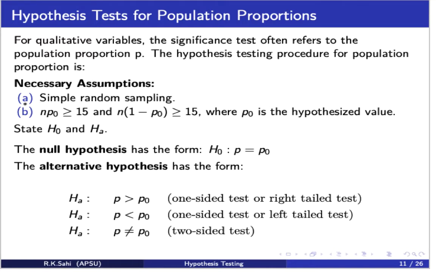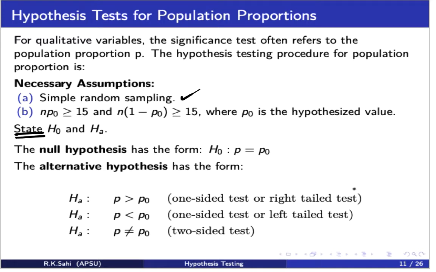Now, first of all, it has to be a simple random sampling, and then the number of sample data points times the hypothesized value is greater than or equal to 15, as well as n times 1 minus the hypothesized value is greater than or equal to 50. Then we state the null and the alternative hypothesis. Remember, null is very simple. It is p equals something, whereas the alternative hypothesis can have 3 different forms: p is strictly greater than, less than, or not equal to p0.